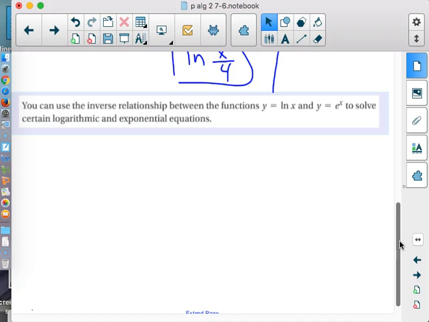Keep going on our objective. We can use inverse relationships between the functions y equals ln of x and y equals e to the x to solve. That's what we need this for. Certain logarithmic and exponential equations.